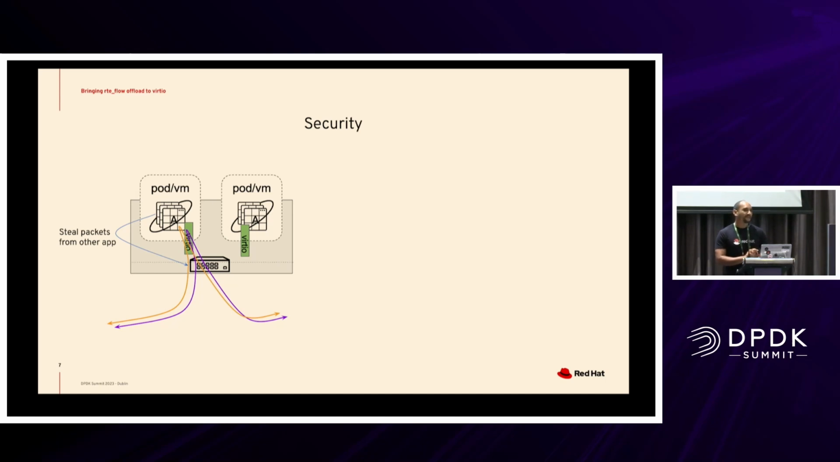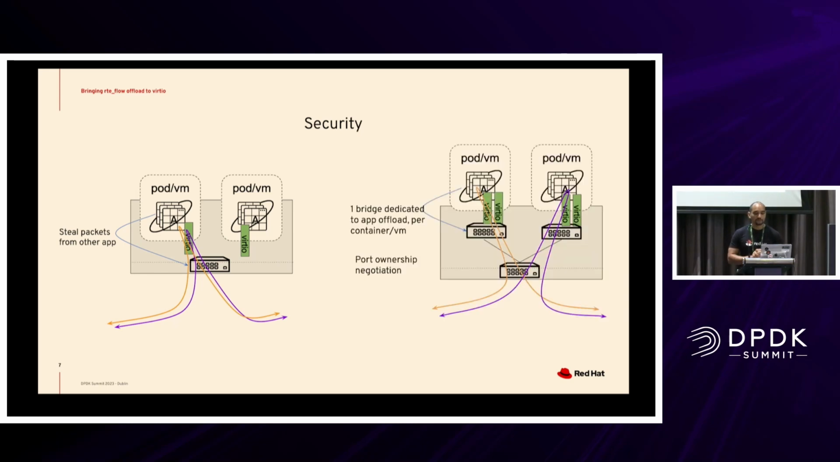On the security aspect as well, because we are actually injecting, modifying the pipeline on the virtual switch, we could definitely have one pod stealing packets from another application. So from a security perspective, that's not good. Of course, that could be mitigated either with a mechanism to own a set of specific ports, which would add additional Virtio negotiation, so maybe not the proper way as of now, but an easier way would simply be to have one dedicated bridge per pod or per virtual machine.